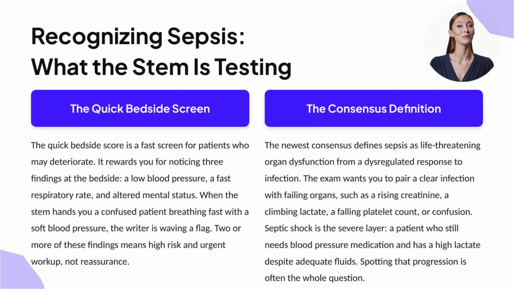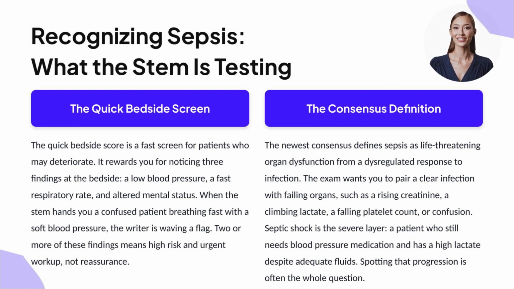Let us start with the big picture, because almost every sepsis question begins by asking you to recognize that you are even looking at sepsis. There are two screening tools the exam loves. The first is the quick bedside score. It rewards you for noticing three things at the bedside: a low blood pressure, a fast respiratory rate, and altered mental status. When the stem gives you a confused patient breathing fast with a soft pressure, that is the writer waving a flag at you. Two or more of those findings should push you toward urgent action rather than reassurance.